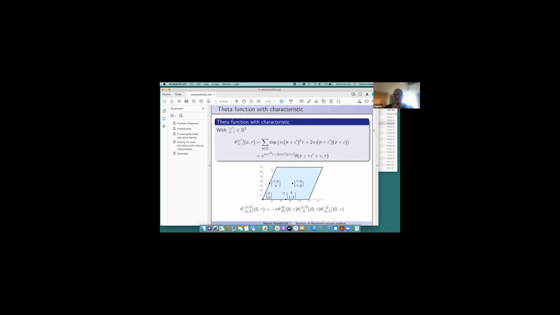So here, for example, you have an example. This identity: the theta prime half at 0, tau is non-zero. Why? Because theta half is an odd function. So theta half evaluated at 0 is 0. However, the derivative of theta half is not 0, the derivative evaluated at 0.